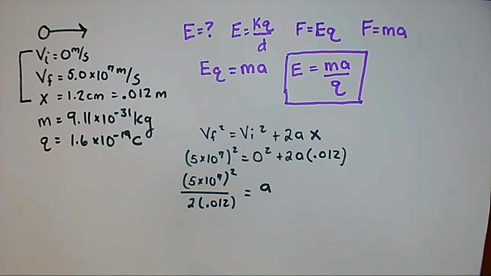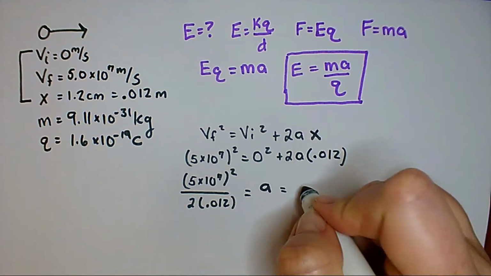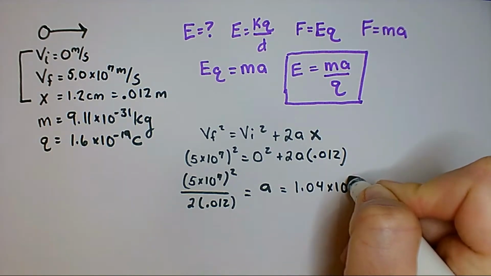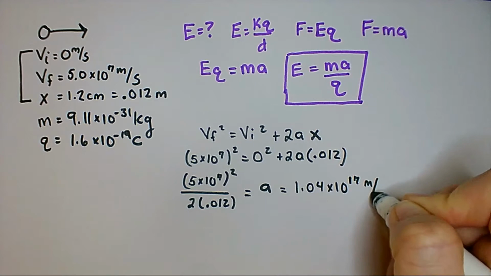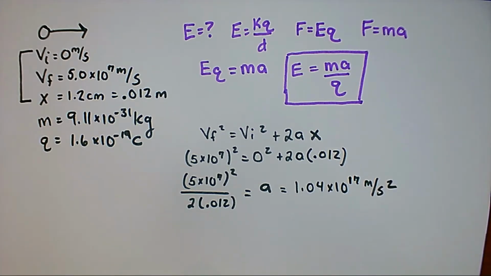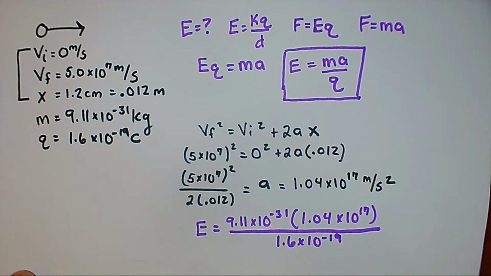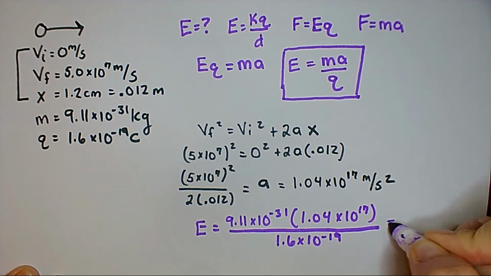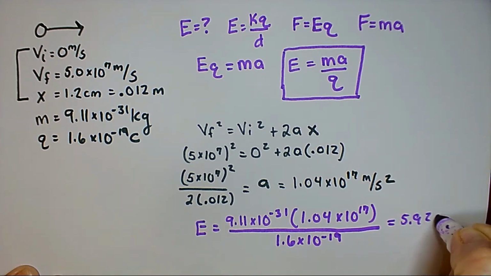So I did the substitution and the algebra to rearrange this, and I got a pretty large acceleration of 1.04 times 10 to the 17th meters per second squared. So now we have everything we need to substitute into this equation and solve for electric field. So here's the substitution for the electric field, and when you do that, you get 5.92 times 10 to the 5th newtons per coulomb.